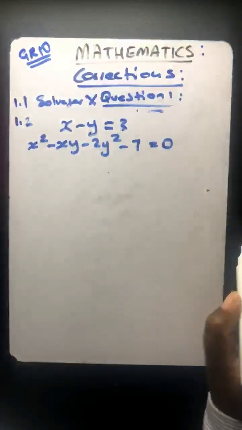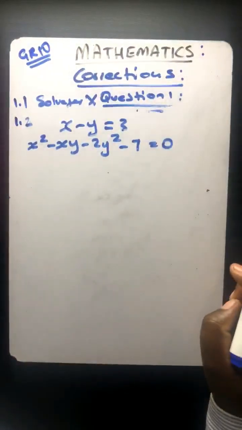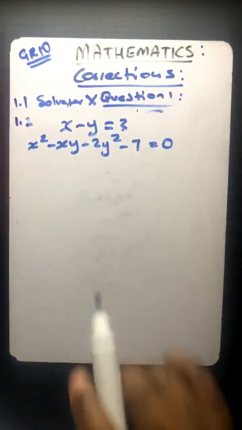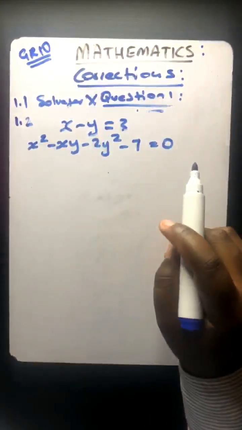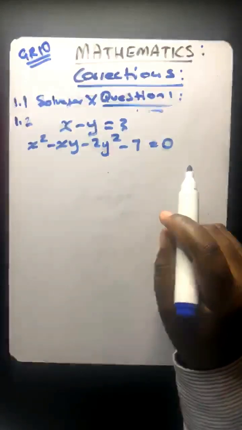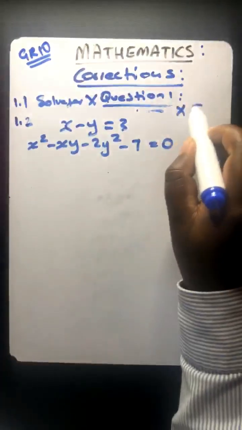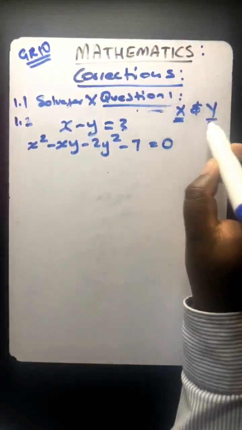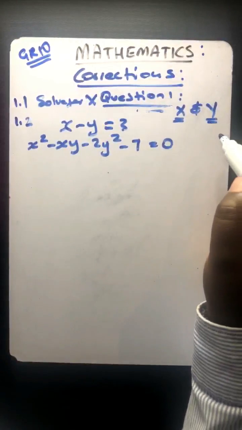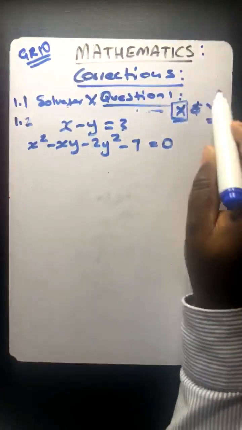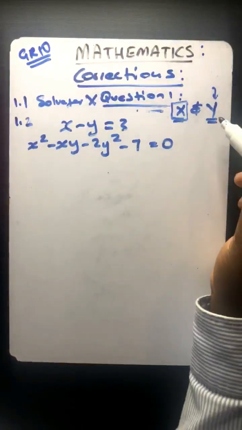Let's see. So now we are on a question where they say solve simultaneously for x and y in the following equations. So when they say solve simultaneously for x and y, it means give the x values and the y values. Very, very much important there. Some learners, they only give the values of x and forget the y values. That's how they lose marks.